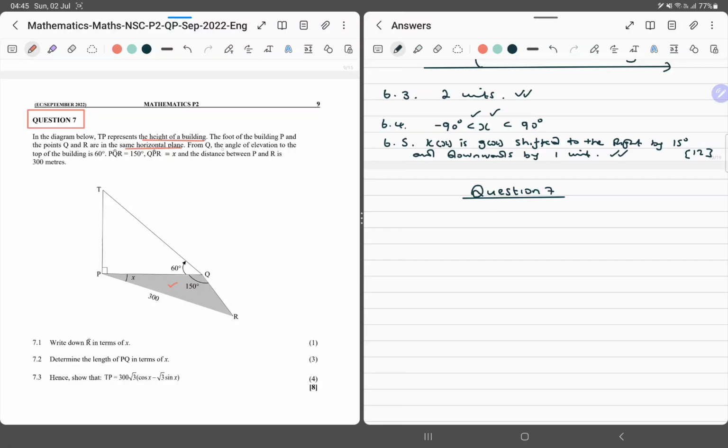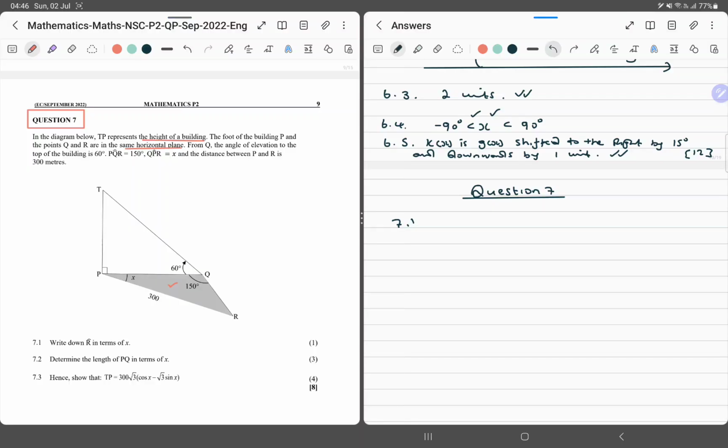So from Q, the angle of elevation to the top of the building is 60 degrees. It's also drawn in. PQR equals 150, drawn in. And so QPR is x, it's also drawn in. And the distance between P and R is 300 meters. So that is shown. Okay, so we don't need to draw anything in.